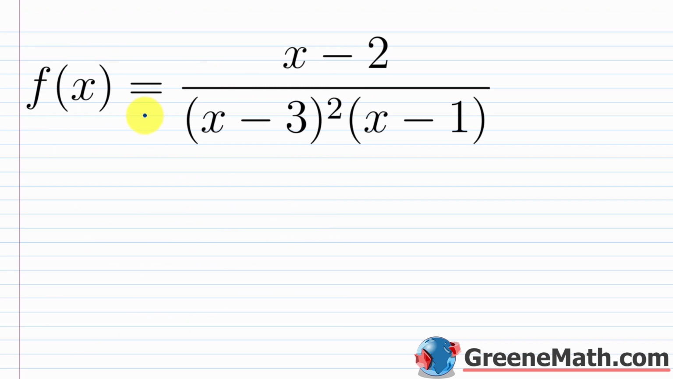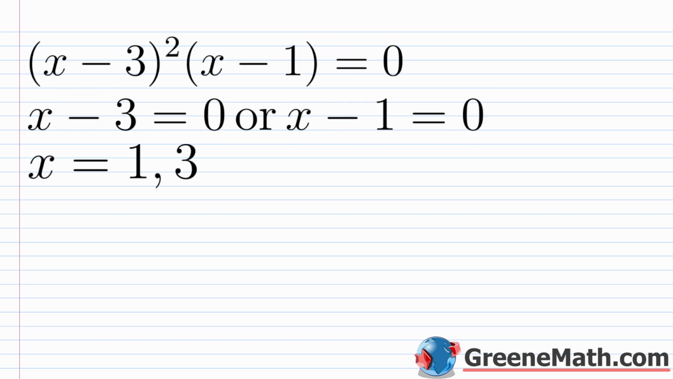So now we have f of x is equal to (x minus 2) over (x minus 3) quantity squared times (x minus 1). So for the vertical asymptotes, you take your (x minus 3) quantity squared times (x minus 1), and you set that equal to 0. And you could just do x minus 3 equals 0. So the solution there is x equals 3, or x minus 1 equals 0.